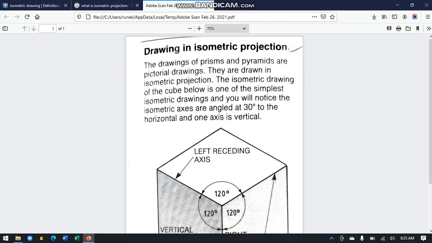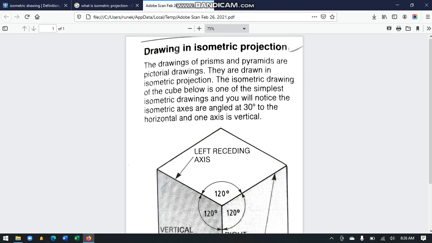The reason they're called pictorial drawings is because the word pictorial drawing in technical drawing is used to refer to 3D objects or 3D shapes. And there are different ways to represent them in technical drawing, and isometric projection is one of those ways to represent them. They're drawn in isometric projection.